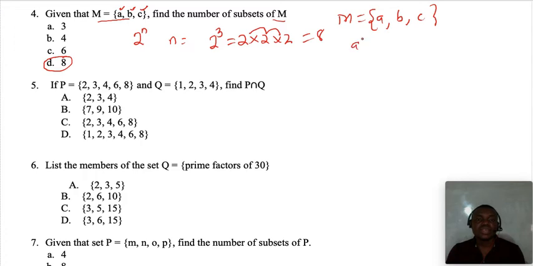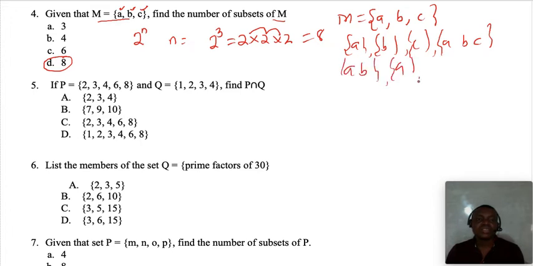So {A} can be one set, {B} another set, {C} is a set. Then we have {A, B, C} as a set. We have {A, B} as another set. We have {A, C} as another set. We have {B, C} as another set. Then we have the empty set. So let's count them: 1, 2, 3, 4, 5, 6, 7, 8. So you see we have gotten 8 sets. That is why it is 8.